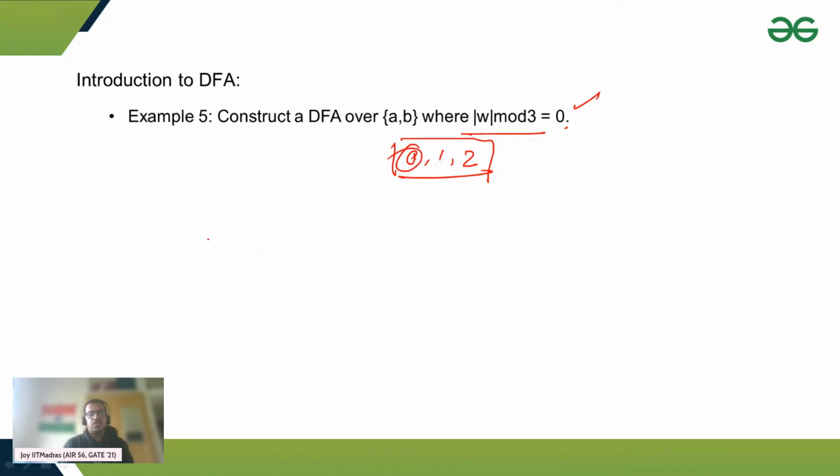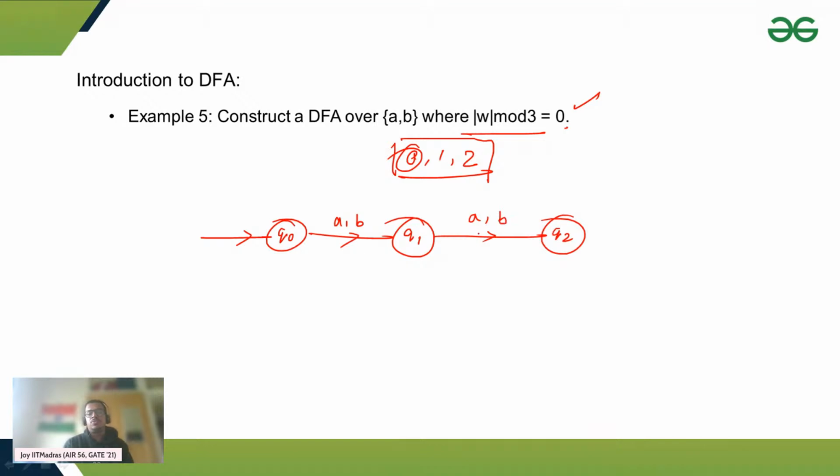So let's try to draw the automata. We have some states here: Q0 represents remainder 0, Q1 represents remainder 1, and Q2 represents remainder 2. By getting one symbol, we go from Q0 to Q1. In Q1, if we get another symbol, we go to Q2. And from Q2, if we get another symbol, we come back to Q0. So what is our final state?